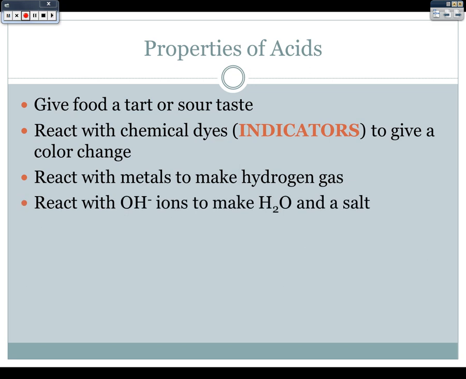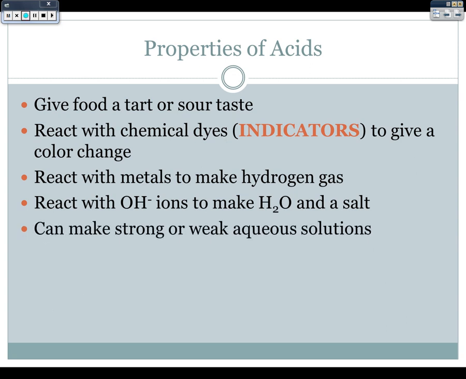And they react with hydroxide ions, or OH ions, to make water and a salt. And we can make strong or weak aqueous solutions. So you can have strong acids or weak acids. An example would be vinegar, which is a weak acid. So we'll get into that when we start talking about acid strength.